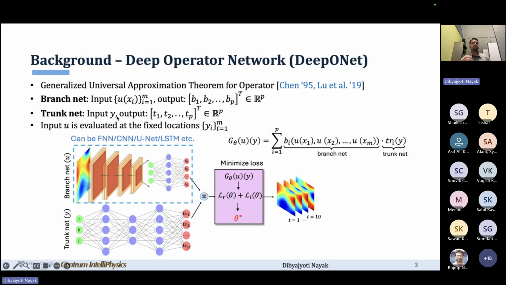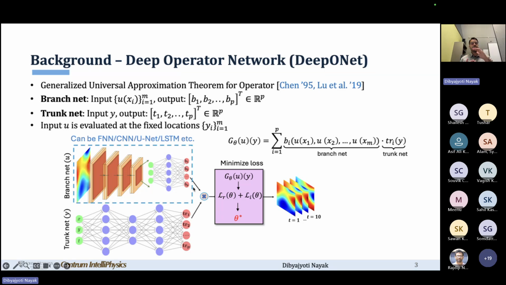The trunk network takes in the input spatiotemporal query coordinates. By that, I mean the trunk net takes all those coordinates. Let's say if you're considering a 2D case, you have X, Y, and T. These coordinates are where you want to evaluate the output function, so that's why we call them query coordinates. The job of the trunk network is to take in these query coordinates and spit out a latent dimensional vector, which can be thought of as the basis functions.